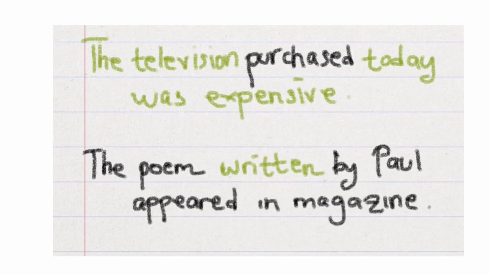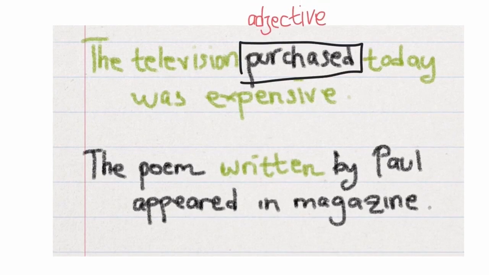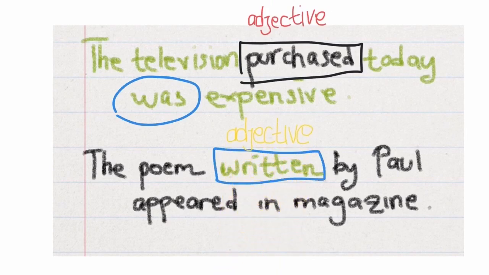In the first sentence, purchased is an adjective rather than a verb because it is not accompanied by a form of be or have, and there is a verb was later in the sentence. In the second sentence, written is an adjective rather than a verb because it is not accompanied by a form of be or have, and there is a verb appeared later in the sentence.